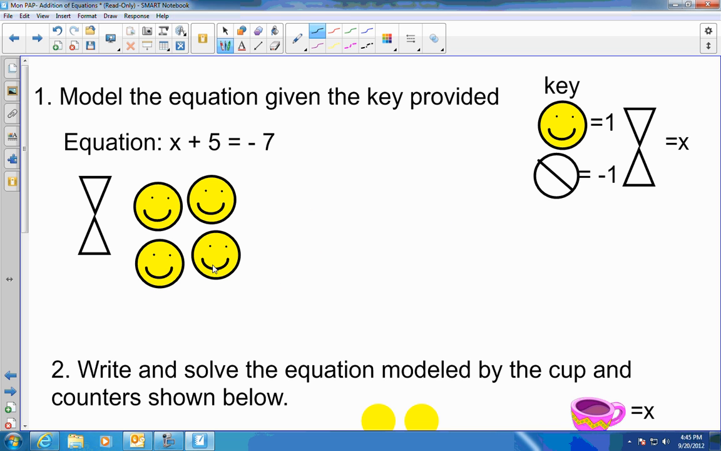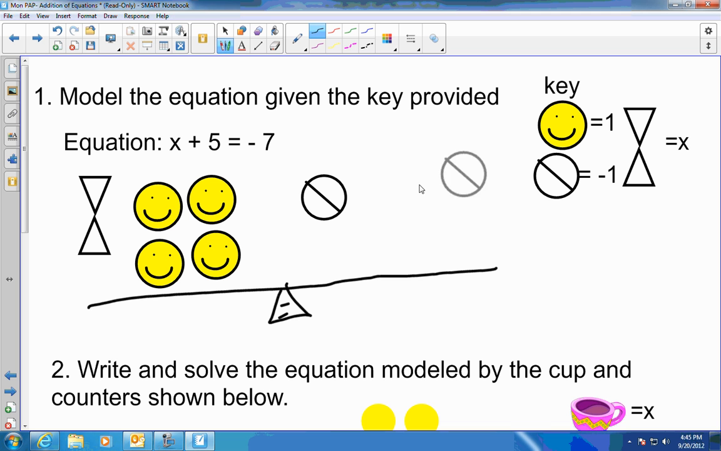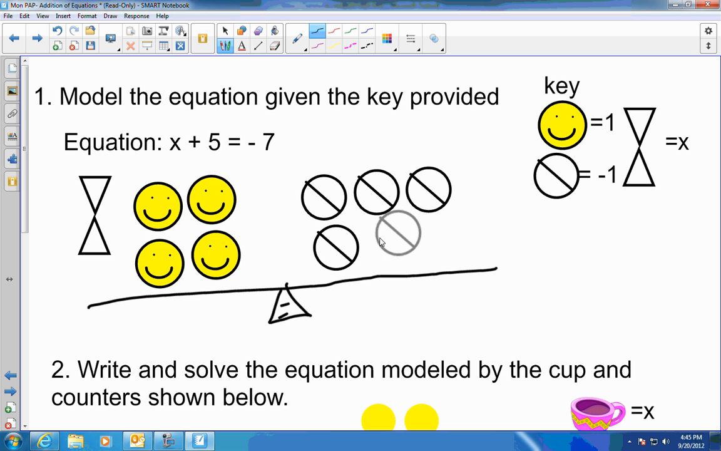And then that is going to be equal. So what I'm going to do is, to show equal, I'm going to put it on a balanced scale. And this is usually how we represent a balanced scale, and that is the equal sign in the middle. I'm going to put 1, 2, 3, 4, 5, 6, and 7. And that's how you would model that equation.